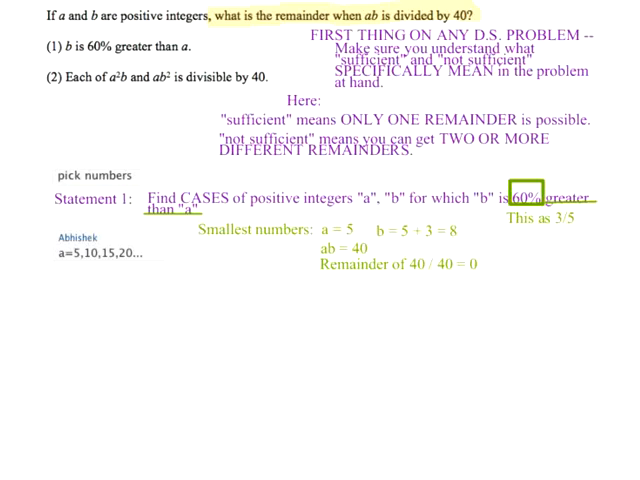All right, well, let's look at a couple more cases, right? A could be 10. So let's look at that case. If A is 10, then 60% of 10 is 6. So 10 plus 6 is 16. Looks like AB is 160, and the remainder of 160 divided by 40 is still 0. I think you guys see where this is going, but you want to look for a pattern here.